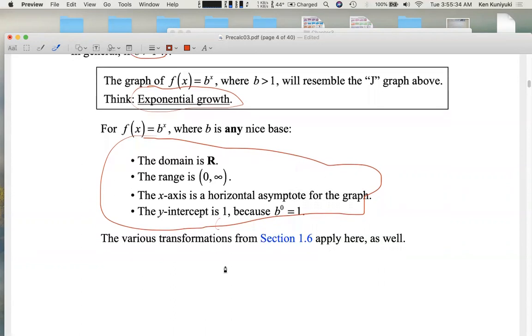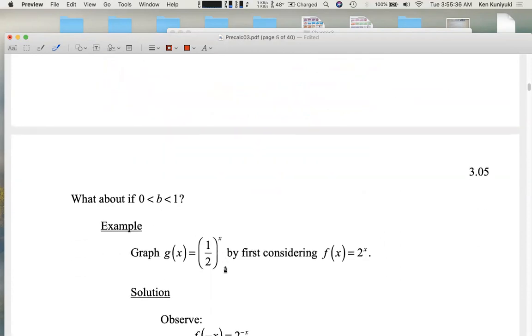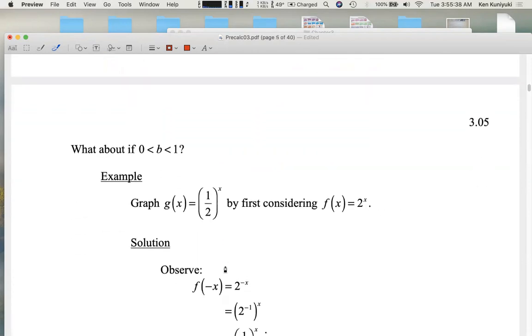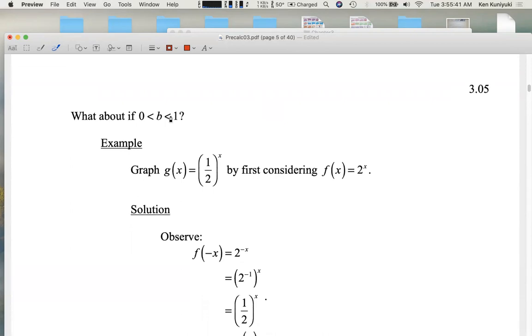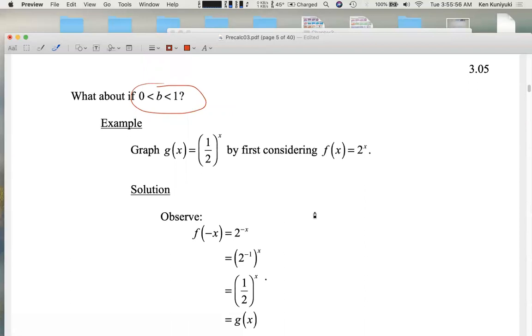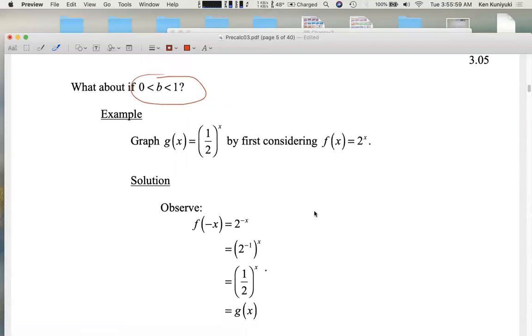What happens? All right, well, actually, we could play a little game here. All right, what if b is strictly between 0 and 1? For example, what if b is 1/2? All right, let g of x be 1/2 to the x. This is actually related to f of x, which was 2 to the x. Think transformations. We did this back in 1.4. So if f of x is 2 to the x, don't freak out, but I do want to discuss why this graph's going to make sense here.